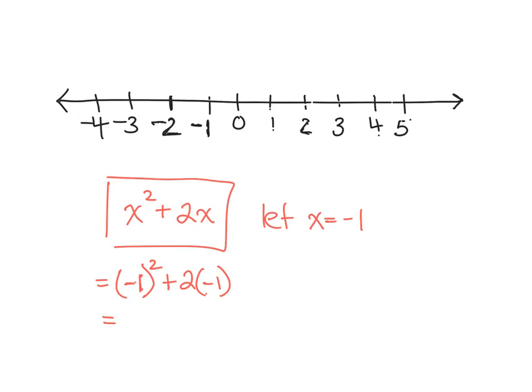So -1 squared is 1. And then we still have to keep that plus sign there for now. 2 times -1 would be -2. So -2. So that's super weird with the plus and the negative in a row like that. Because, you know, what are you adding, subtracting? Wow, it's confusing.